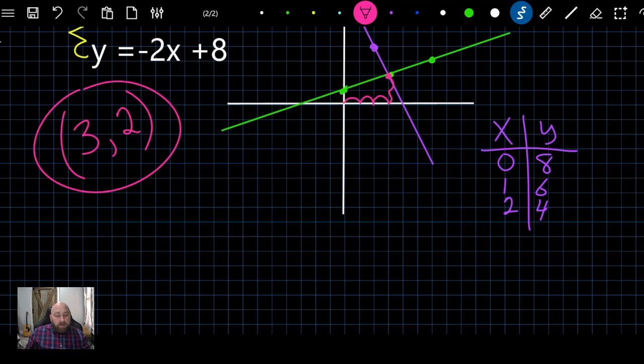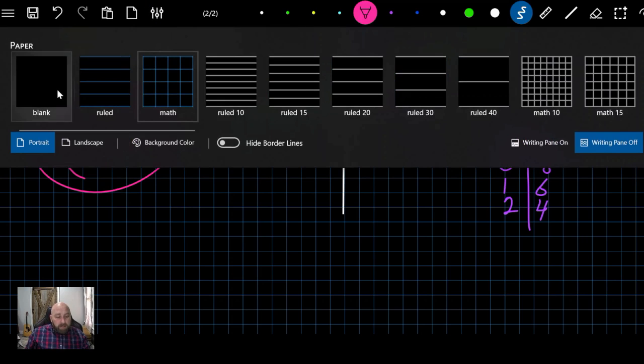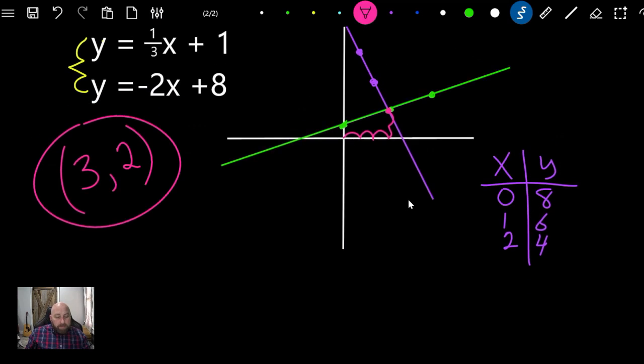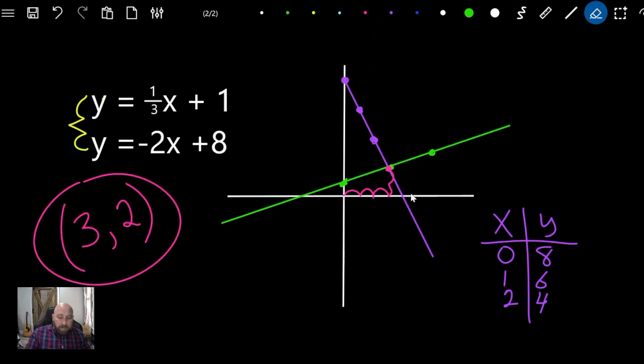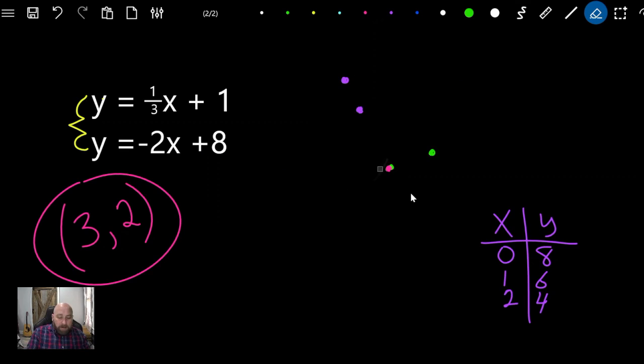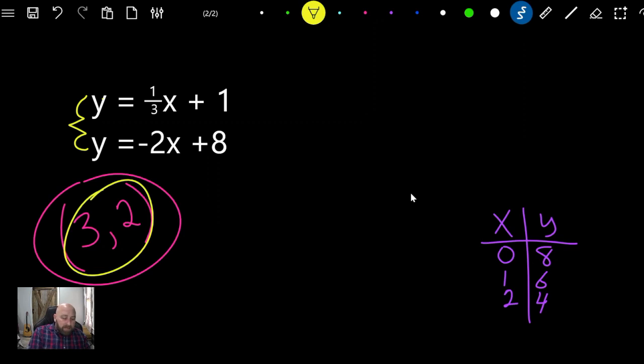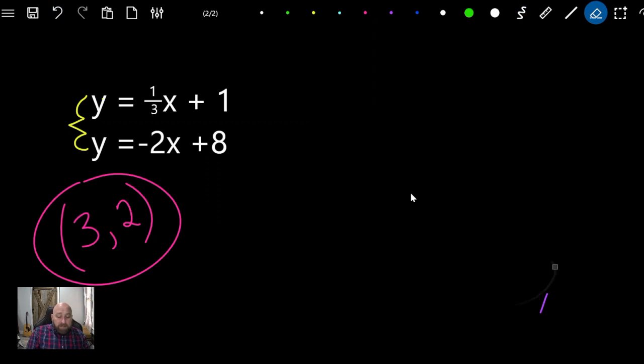Now, I said earlier that you can check your solution. Let me get rid of the graph because we won't use the graph to check it. Hopefully you understood what I did there with the graph. That's how we got our answer. And now what we want to do is check it mathematically. So I'm going to plug it back into this equation, and then plug it back into this equation. And if I did it right, it will satisfy both equations.